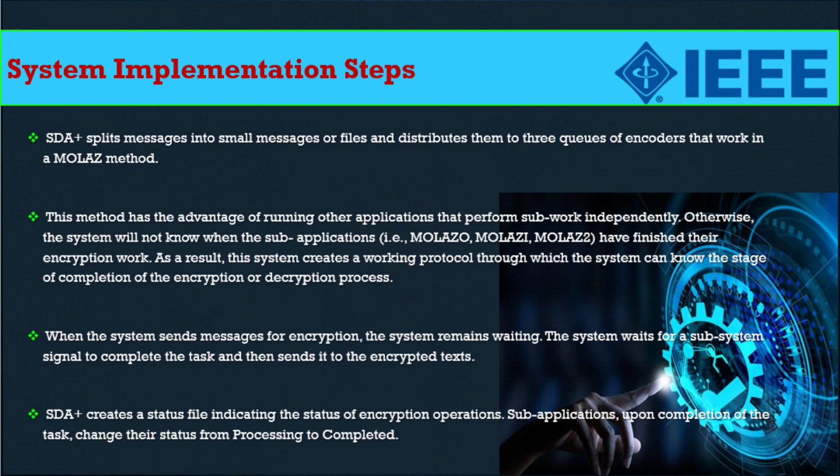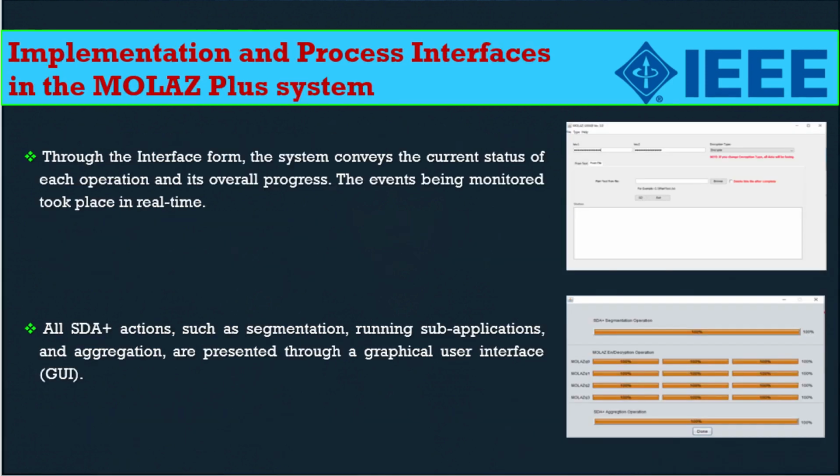SDA Plus creates a status file indicating the status of encryption operations. Sub-applications, upon completion of the task, change their status from processing to completed. Through the interface form, the system conveys the current status of each operation and its overall progress. The events being monitored took place in real time. All SDA Plus actions, such as segmentation, running sub-applications, and aggregation, are presented through a graphical user interface, GUI.